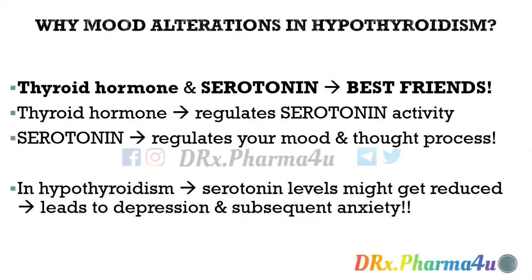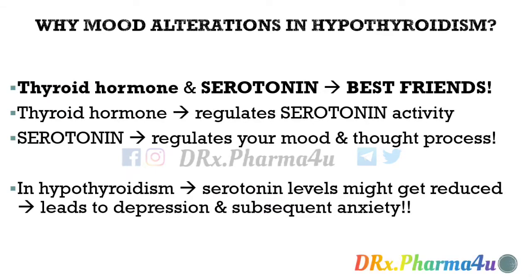Why mood alterations in hypothyroidism? Always remember, thyroid hormone and serotonin are best friends. Thyroid hormone is involved in the production of serotonin and also in the regulation of the activity of serotonin. And you know the function of serotonin. It makes you feel good. It regulates your mood. It makes you excited. And it also regulates your thought process. In hypothyroidism, serotonin levels may get reduced. So that can lead to depression and subsequent anxiety.